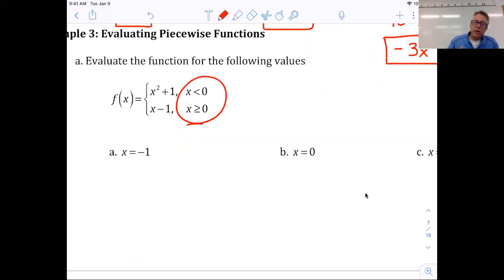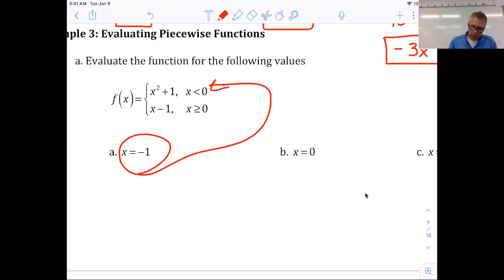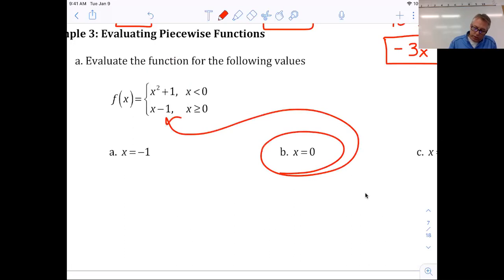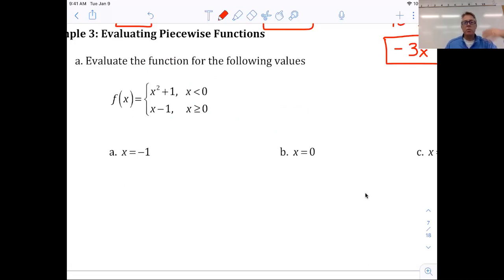So this is like your domain restrictions, what it's going to do relative to the domain. For example, if x is -1, well, -1 is less than 0. So that means I'm going to plug it into the top, as opposed to 0, which is going to plug into the bottom, because anything that's greater than or equal to 0, we plug into the bottom. So in this case, we're plugging some of them into the top, some of them into the bottom, depending on this part.